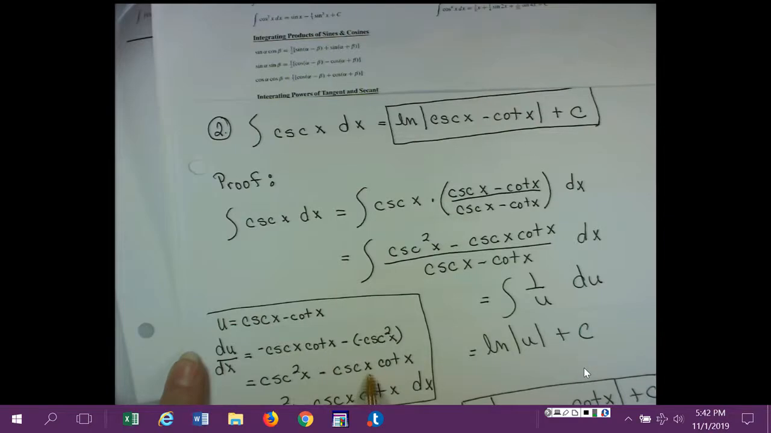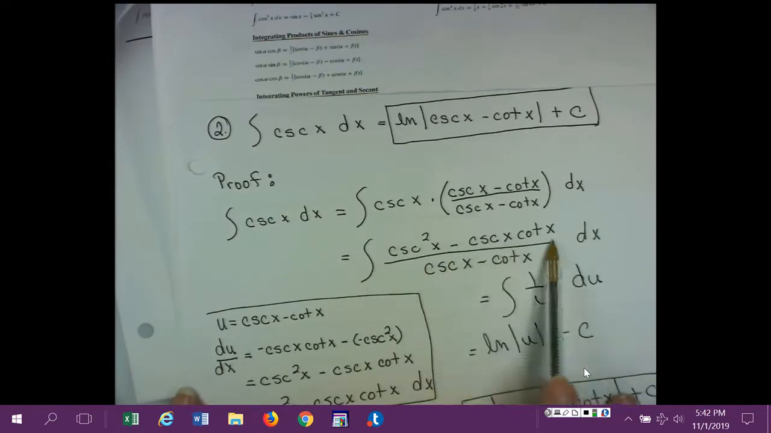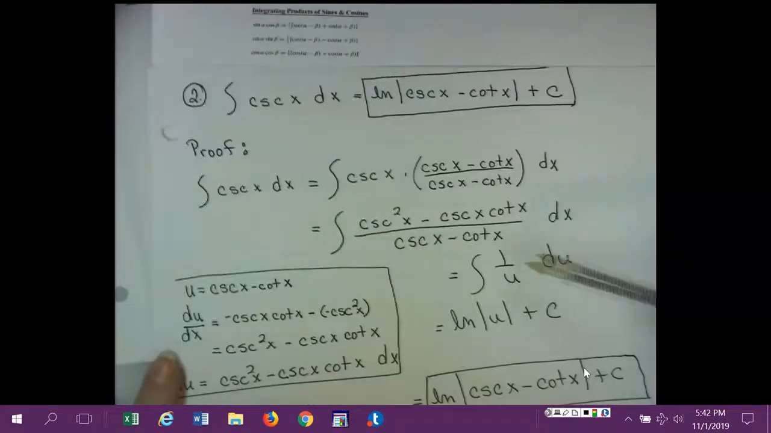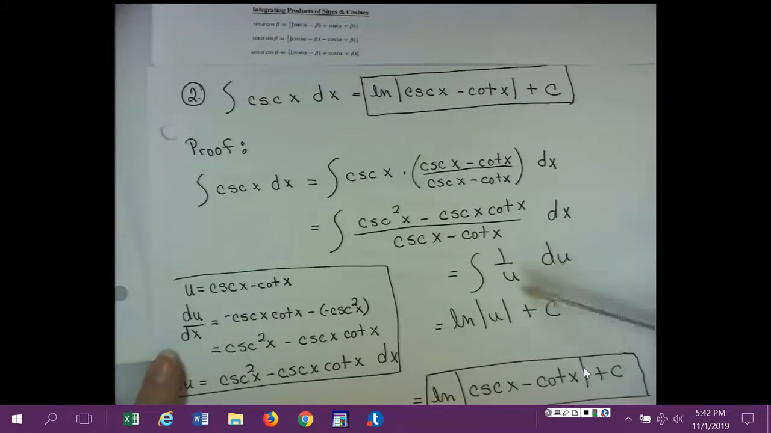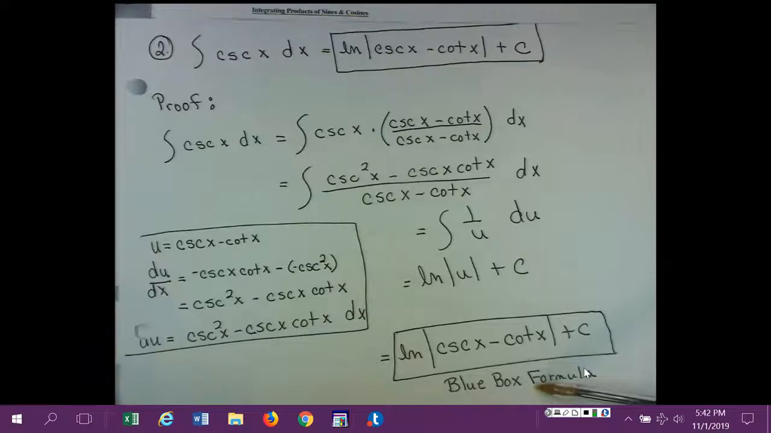which the reason you want to rewrite that is you want to be able to see that that is your numerator. Cosecant squared x minus cosecant x cotangent x. Thereby, this easily becomes 1 over u du, and that's natural log absolute value of u. And what was u? Cosecant x minus cotangent x. So there's your blue box formula for this.